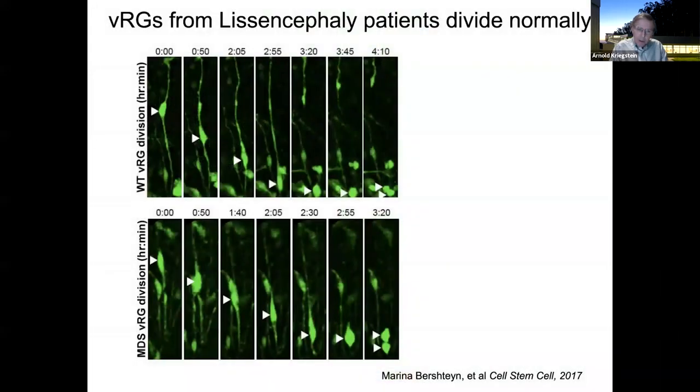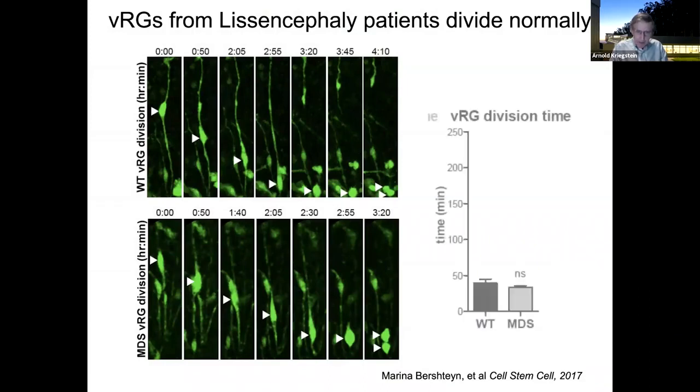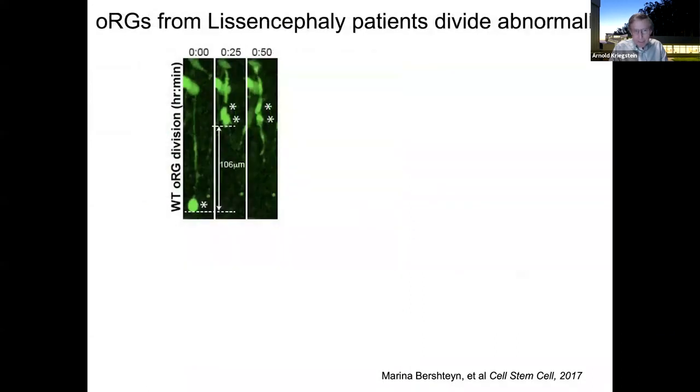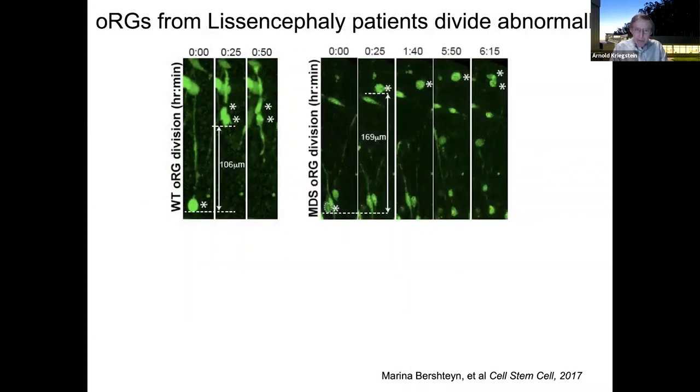We then looked from our control into our Miller-Dieker patients and found that the ventricular radial glia were behaving dynamically exactly the same way. They divided in the same time course. They spent the same amount of time in each of the cell cycle phases. But then we looked at the outer radial glia and observed that in the Miller-Dieker samples, unlike the controls, these outer radial glia jumped much farther than normal. And once they jumped, they failed or rested in mitosis.